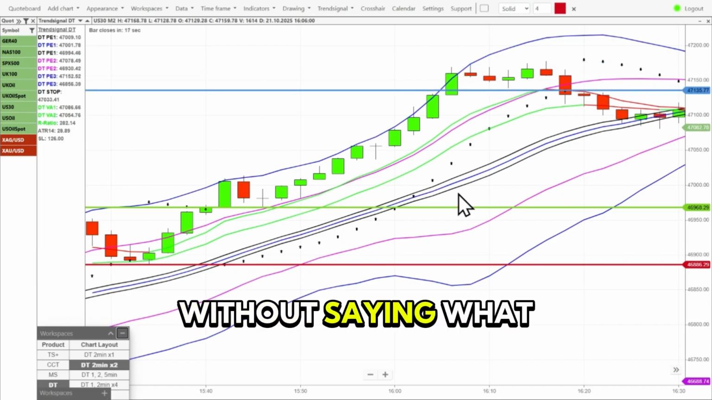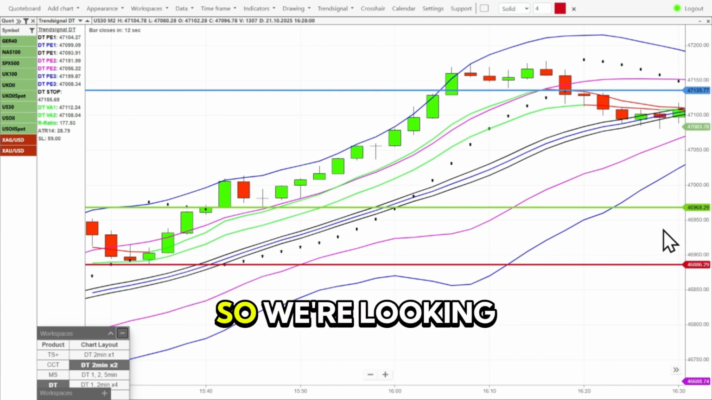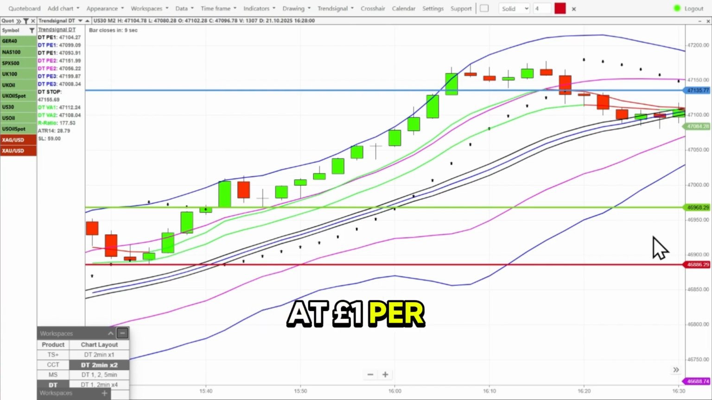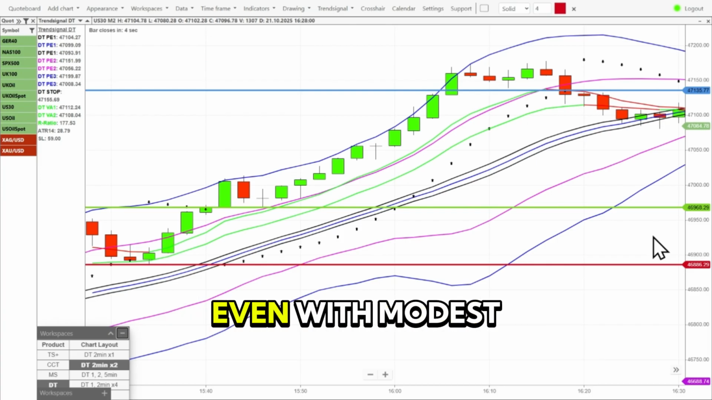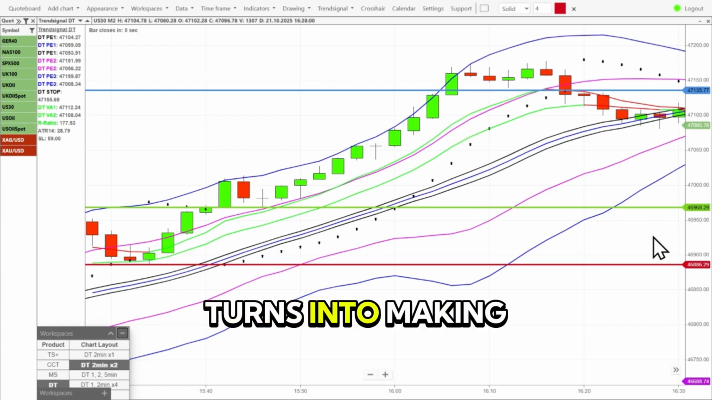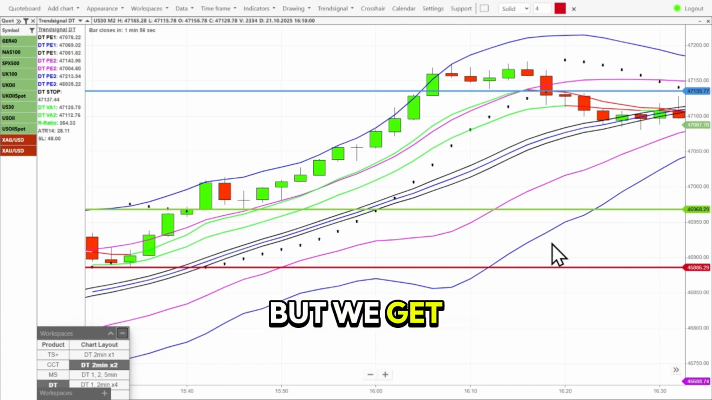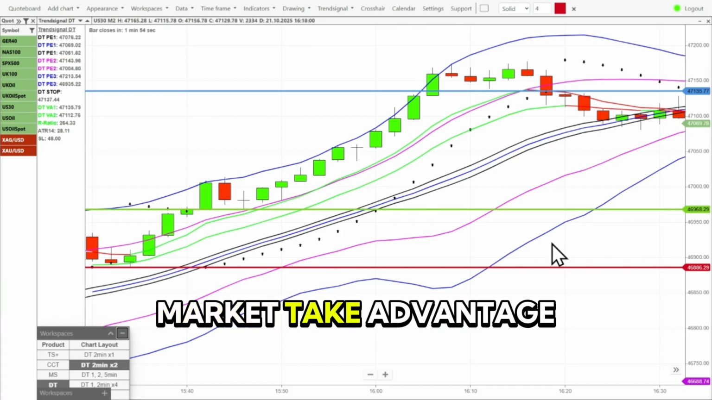Now, it kind of goes without saying, when you're talking about this distance here, we're looking at about 160 pips. If you're trading at a pound per pip, beginner sized account, it's 160 quid. If you're trading even with modest sizes, £2, £3 per pip, that very quickly turns into making £500 per trade. Now, not every single trade is like this, but we get plenty of them. You need to be in the market to take advantage of them.